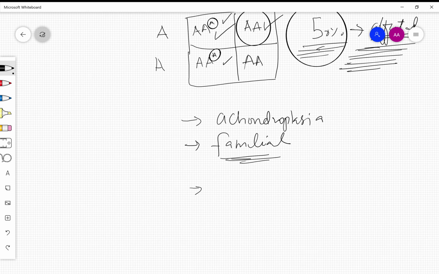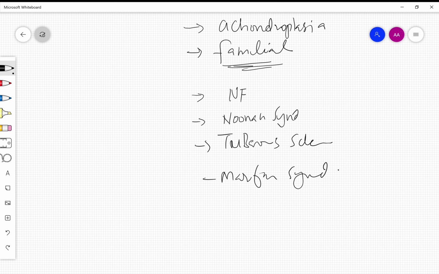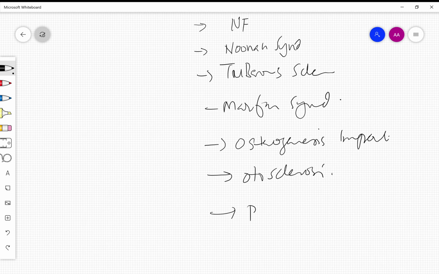Similarly, we have neurofibromatosis, tuberous sclerosis, Marfan syndrome, osteogenesis imperfecta, and polyposis coli. So these are some examples of autosomal dominant conditions.